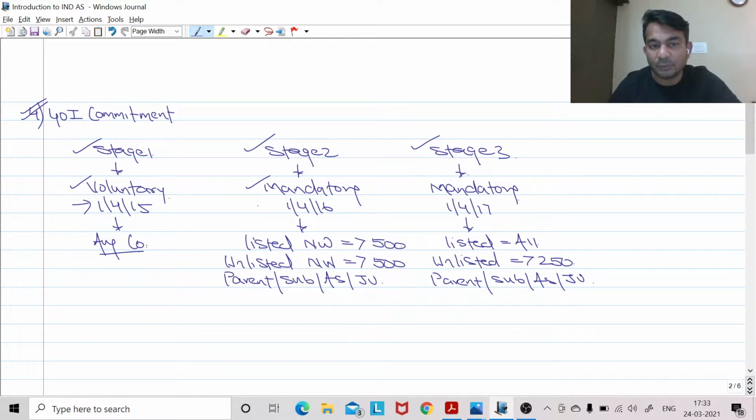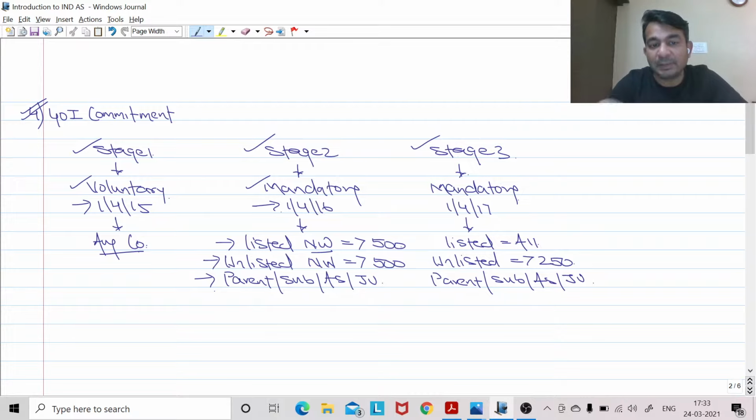It started from 1/4/2016. And guys, who has to follow IND AS now? Guys, from 1/4/2016, any listed company whose net worth, NW stands for net worth, is capital plus reserve, whose net worth is equal to or more than 500 crores, they will have to follow IND AS. Similarly, an unlisted company with a net worth of equal to or more than 500 crores will also have to follow IND AS. And guys, third one is a parent company and subsidiary company, an associate or a joint venture of any of the above company.